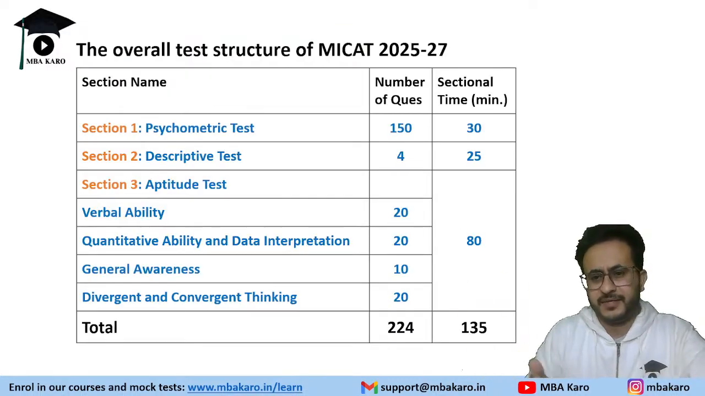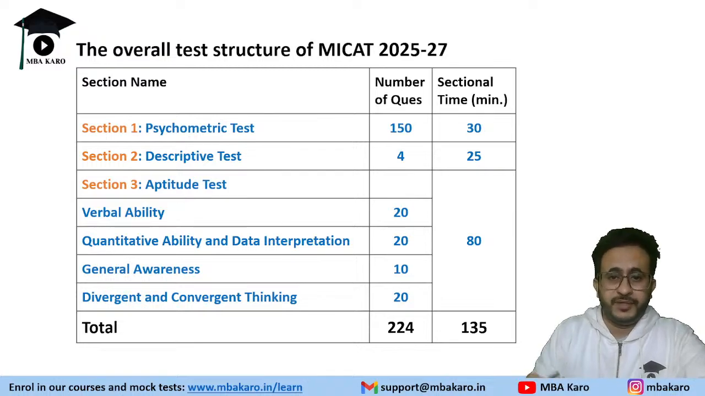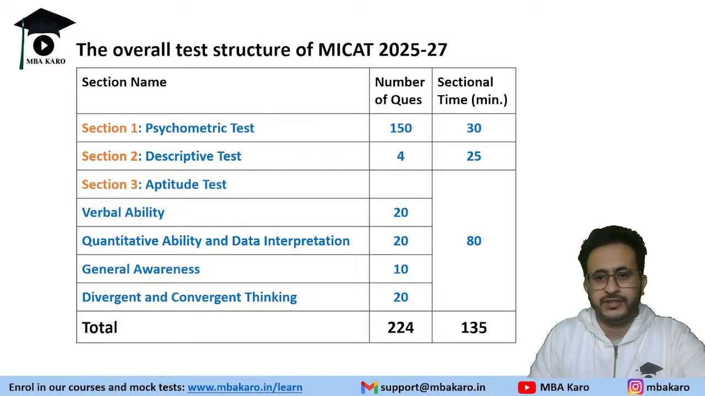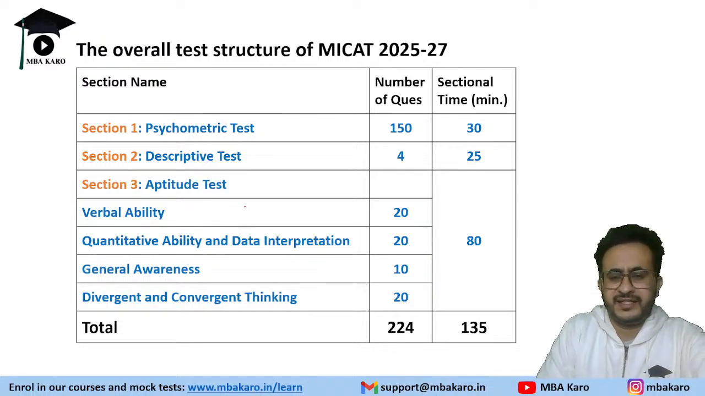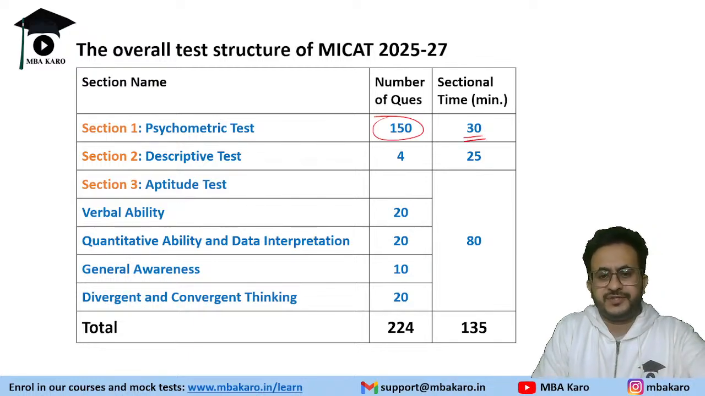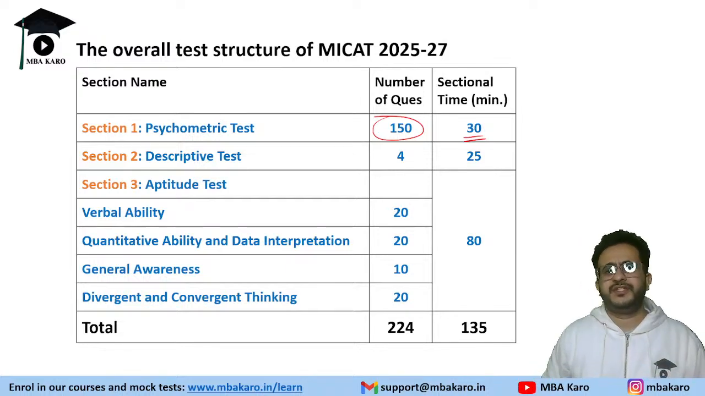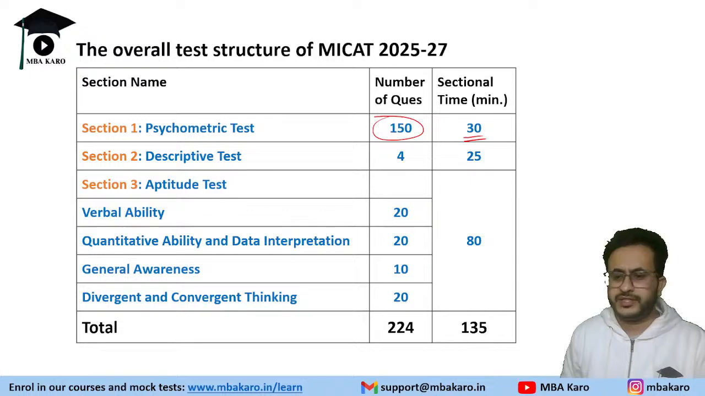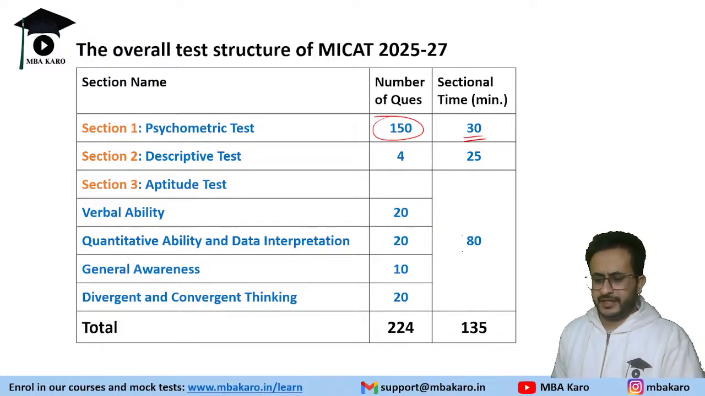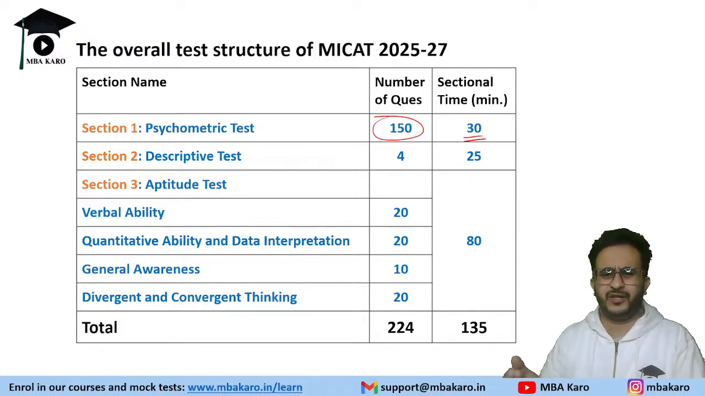Now, this is the examination structure, important for the people who are going to appear in MyCat 2 as well, right? It has three sections. First is the psychometric test, in which you have to attempt 150 questions in 30 minutes. Now, the psychometric test is a boring test, okay, but you have to attempt those questions fast. You need to attempt all the questions, and it is about some behavioral questions.